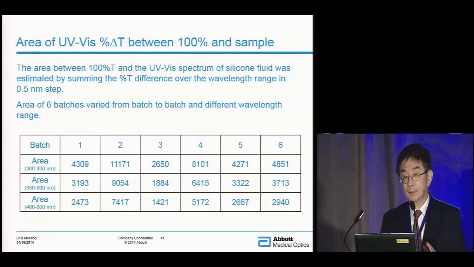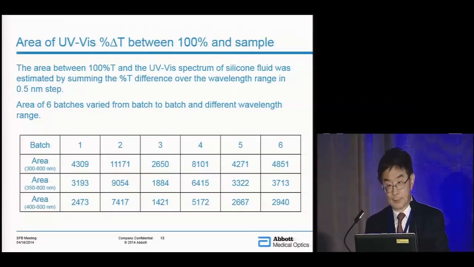This is the basic chart on the 6 different batches. And then you can see 3 columns. They have 3 different area ranges. One is from 300 to 800, as we mentioned, the wide range. And another is 350 to 800, and 400 to 800. So there's a wide range across all these 6 batches.